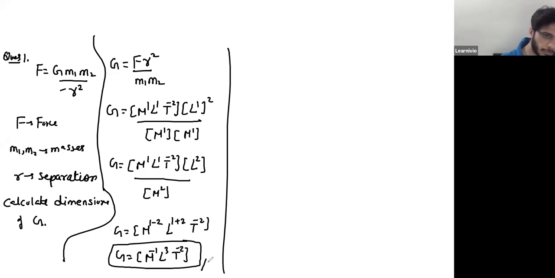So is this example clear? Because the next numerical is based on this one. Yes, sir. No doubt. Okay. Then solve this numerical. If you don't have any doubt in this numerical, then solve this one.